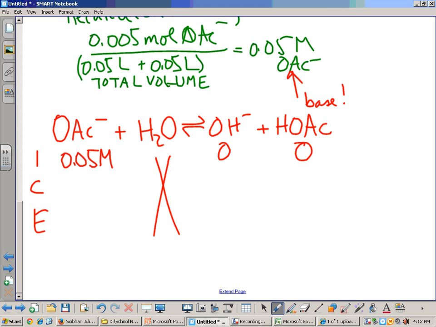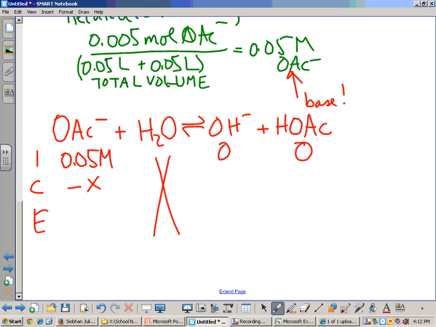Now, this is not the same acetic acid as before. This is the acetic acid that you get from the acetate ion dissociating. This is a very different acetic acid. That's why it's starting at 0, because we used up all of that initial acetic acid that we had at the beginning of the problem to neutralize all of the sodium hydroxide. So this is a new acetic acid. This is the acetic acid that comes directly from the acetate ion.